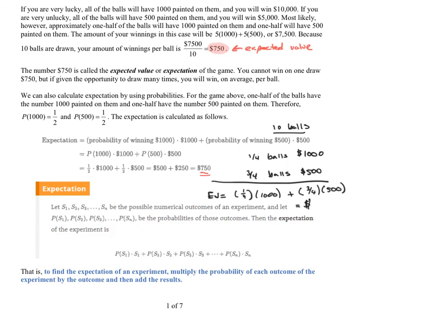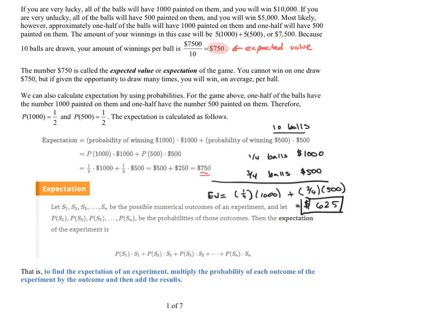I'm getting an expected value of $625. Again, this expected value is not what happens one time. This would be if I did this many times, on average, how much would I get per ball? So if that's $625 on average, and I did that for 10 balls, 625 times 10, in this situation I'd be expected to get $6,250. Again, that's 625 times 10. So when you get the expected value, that's on average per ball.